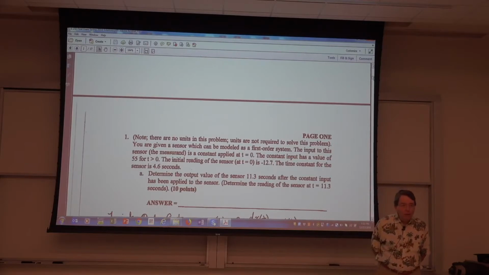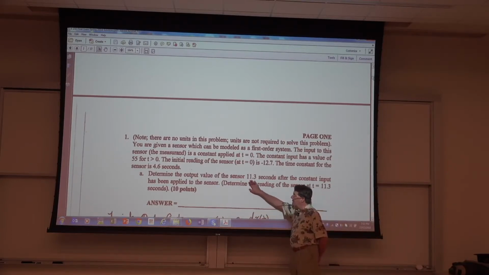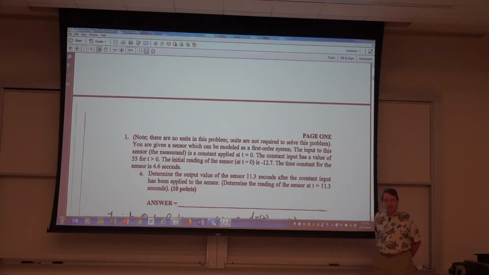So I'm hoping all of this looks very familiar to you, and you say, okay, what am I asked? Part A, determine the output of the sensor at 11.3 seconds. So at t equal to 11.3 seconds, determine the output value of the sensor.